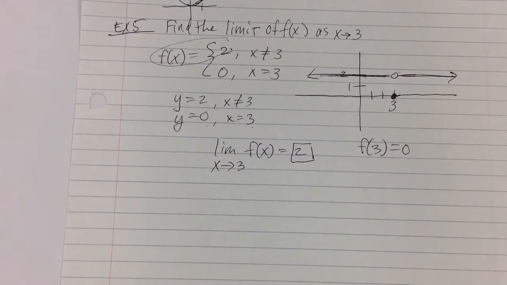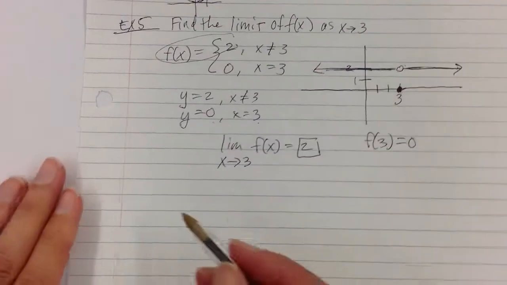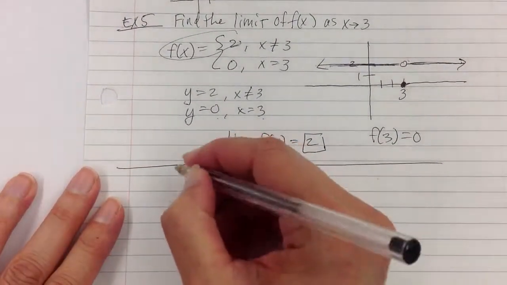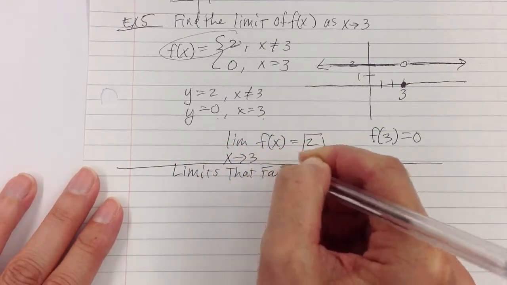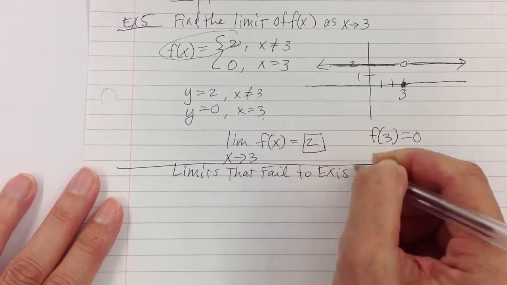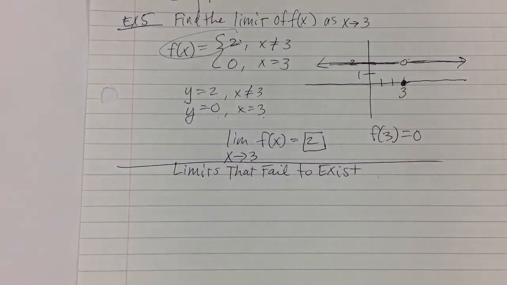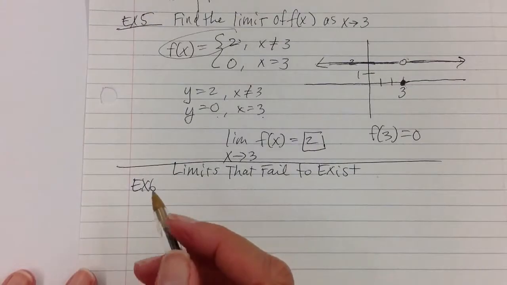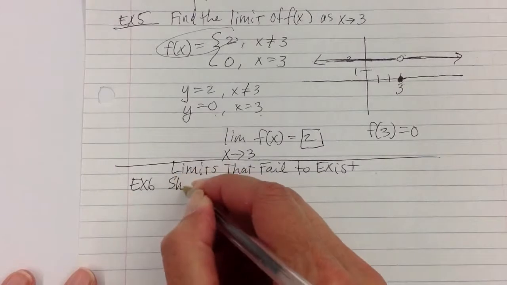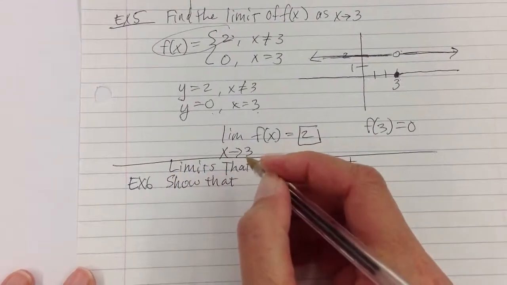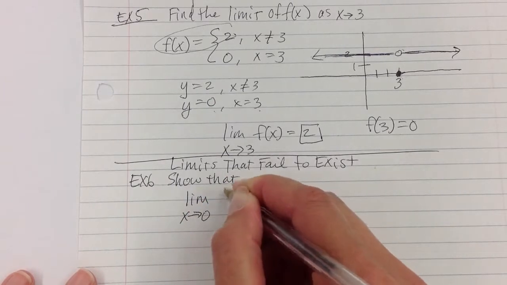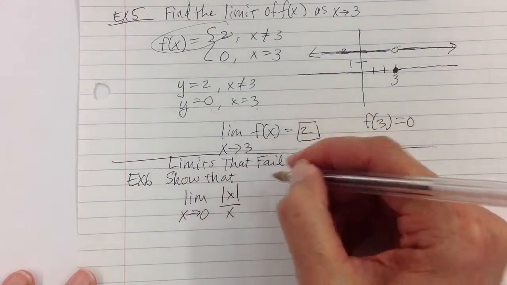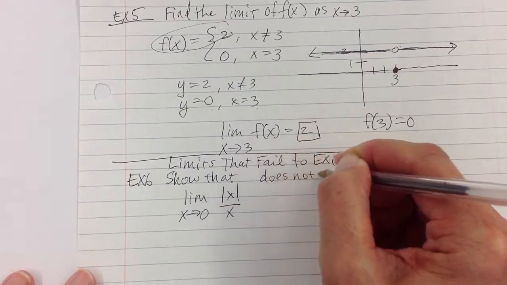Alright, is there a time that the limit does not exist? Yes, there is. So a limit can fail to exist. So put limits that fail to exist. Example 6 says, show that the following limit does not exist. Show that the limit as x approaches 0 of the absolute value of x over x does not exist.